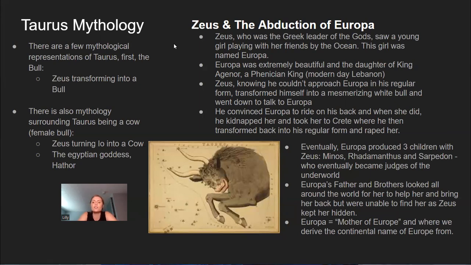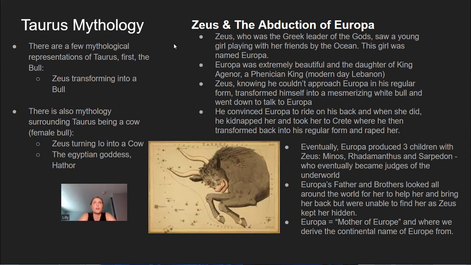All right. So eventually, Europa produced 3 children with Zeus: Minos, Rhadamanthus, and Sarpedon, who eventually became judges of the underworld. Very interesting. Europa's father and brothers looked all around the world for her to bring her back, but were unable to find her as Zeus kept her hidden. Europa is the mother of Europe and quite literally where we get the name Europe from.